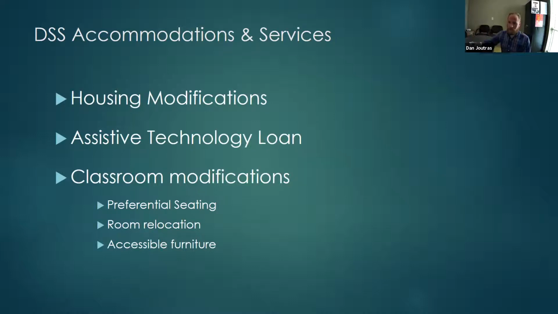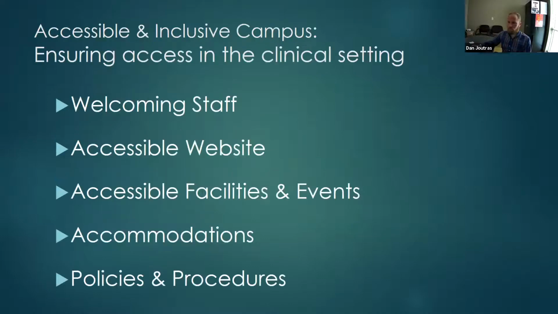Further services that we do then, housing modifications, we do loans for assistive technology, classroom modifications being more so focused on furniture and the design of the classroom itself. And so then let's talk about what we really mean when we want SIU to be a completely accessible and inclusive campus. So we have this ensuring access in the clinical setting. This has not been changed. I did not notice that since the last presentation we did here for student health services.